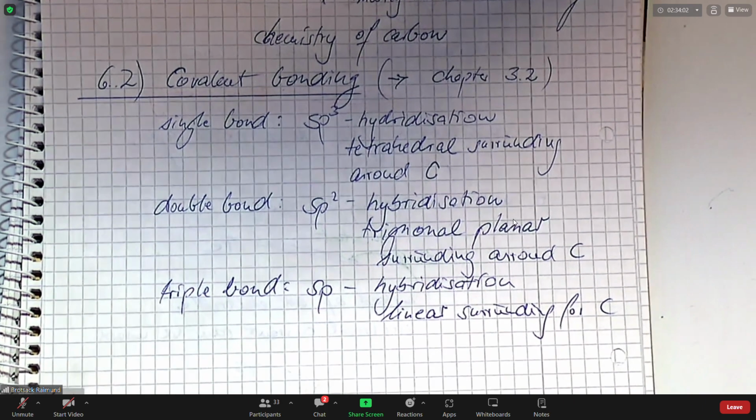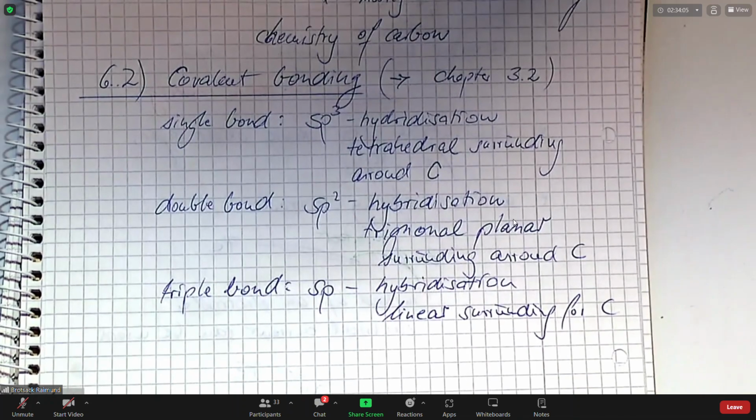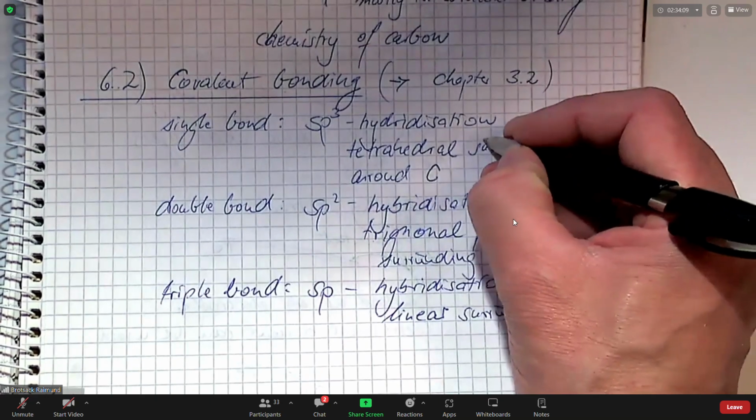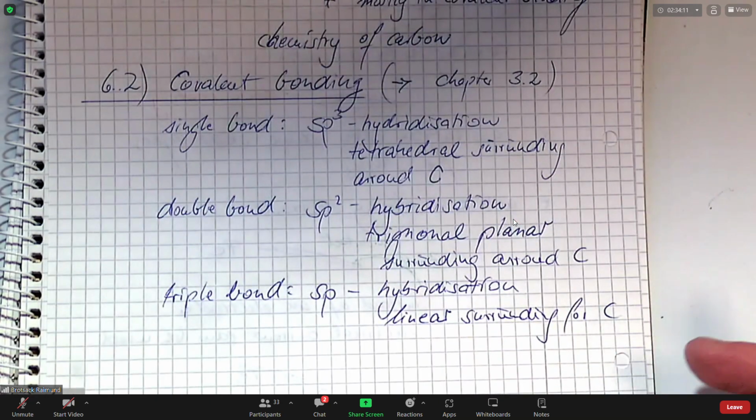Sir, what did you write after tetrahedral? Surrounding. Surrounding.